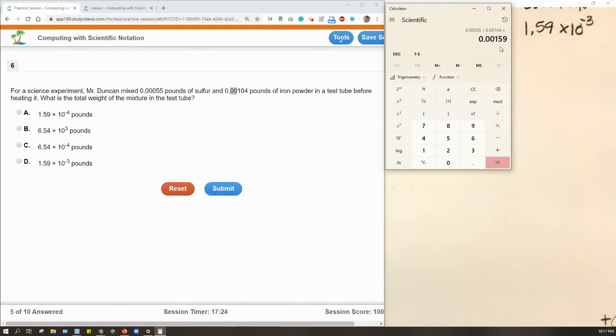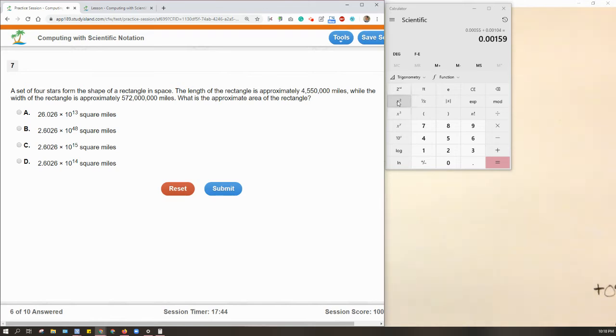This isn't a big old number. This is a tiny amount. When you want to make a tiny amount, we use negative exponents. So we're dividing by 10 3 times. And the way we indicate that we're dividing by 10 is we multiply by 10 to a negative exponent. So 1.59 times 10 to the negative 3rd pounds.